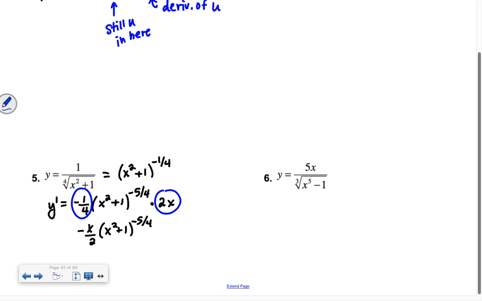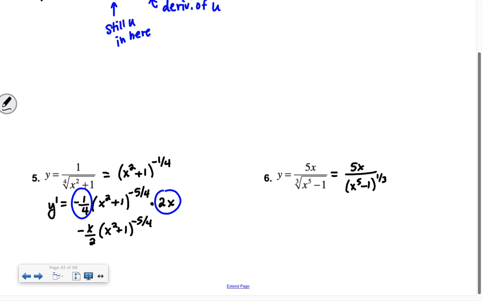All right, now this would be one that I would use the quotient rule on. Do you guys see it? But it's the quotient rule with the chain rule. So that's where things start to get a little bit complicated. Yeah, you knew it would get harder, right? So we're going to write it as 5x over x to the 5th minus 1 to the 1/3.